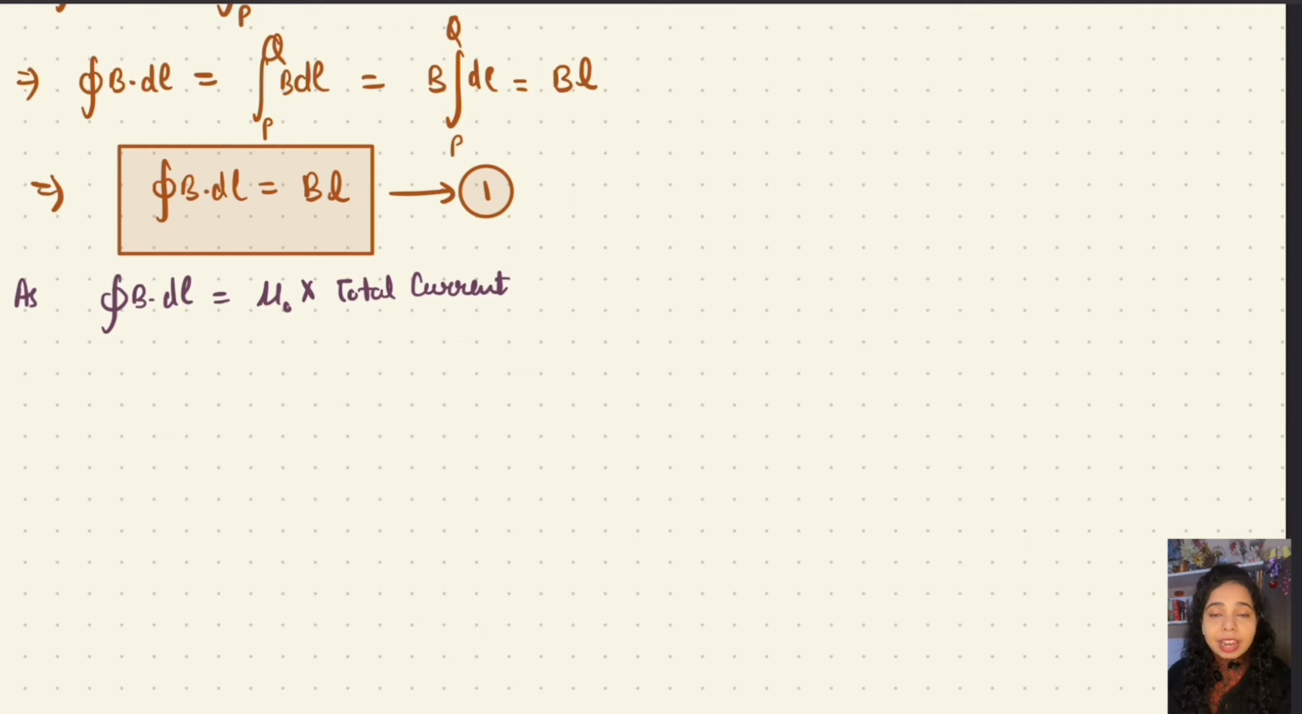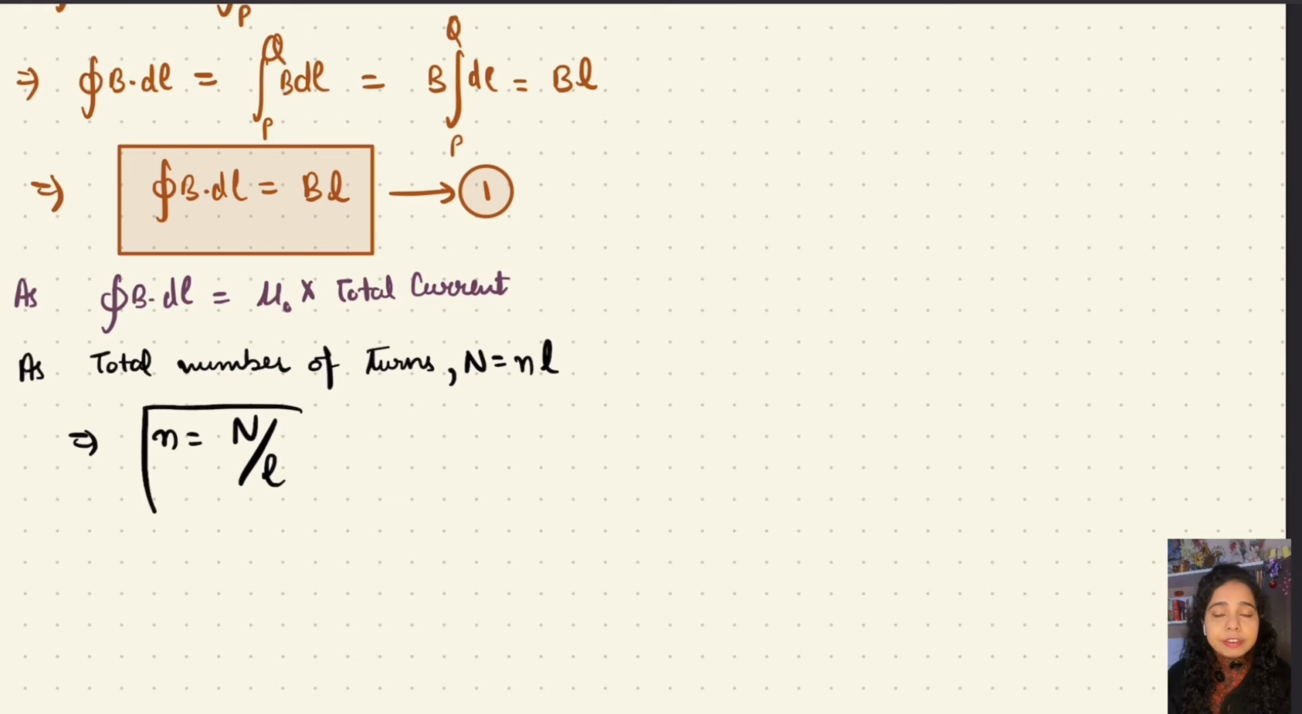Although we have considered I current flowing through the solenoid, this is not the total current because this current is passing through a number of turns. So in order to find the total current, let us say I is the current flowing through the turns. If small n is the number of turns per unit length, and L is the total length of the solenoid, then the total number of turns in the solenoid comes out to be n into L, that is, small n into L is equal to capital N, the total number of turns. That means small n indicates the number of turns per unit length.